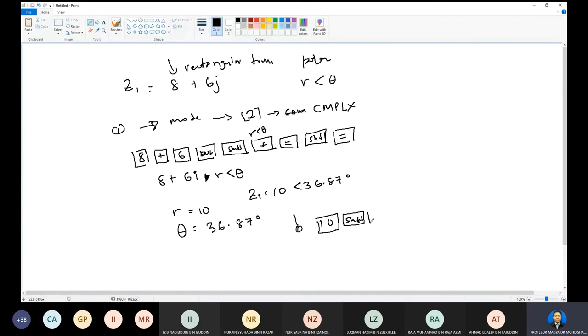After shift, you have to click the minus. On the symbol above the minus button is the rectangular form, A plus BI. You can see on your button, on top of the minus button, they have the symbol of A plus BI. Then substitute the value for degrees, 36.87°, and then press shift and press minus.